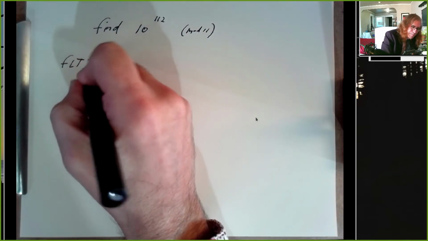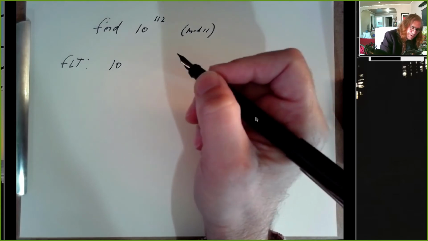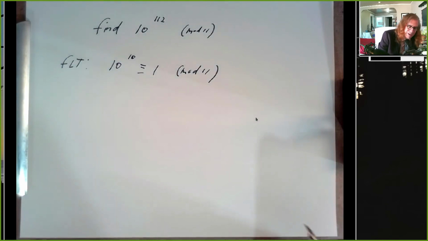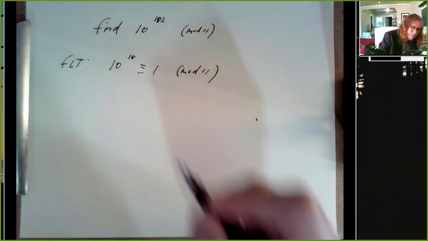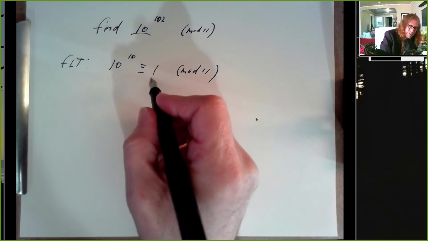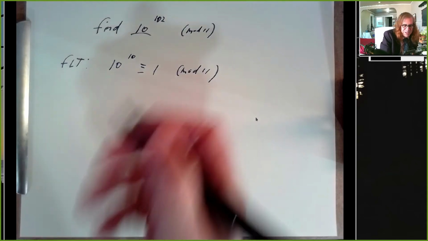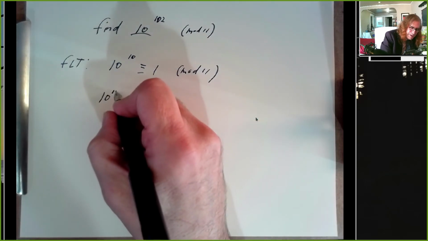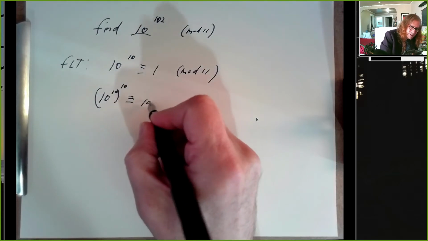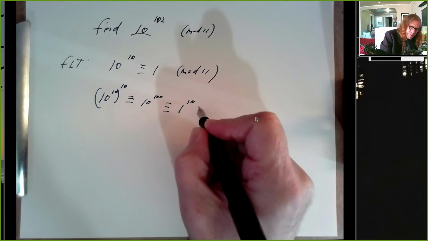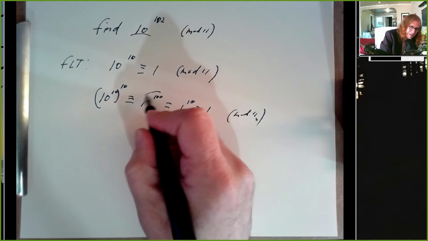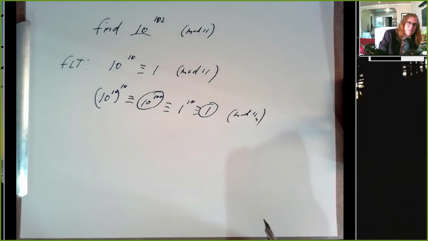Fermat's Little theorem tells us that 10 to the 10th is congruent to 1 modulo 11. It tells us this thing raised to the p minus 1 is congruent to 1 modulo p. So 10 to the 10th, to the 10th, which is 10 to the 100th, is congruent to 1 to the 10th, which is still congruent to 1 modulo 11. So Fermat's Little theorem lets us jump to something like this.